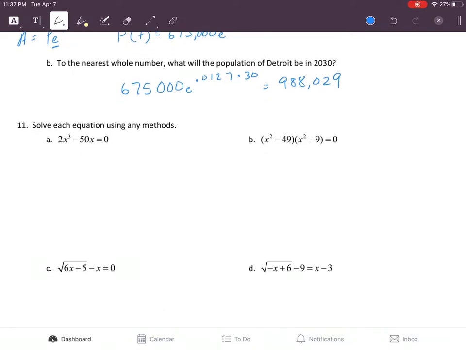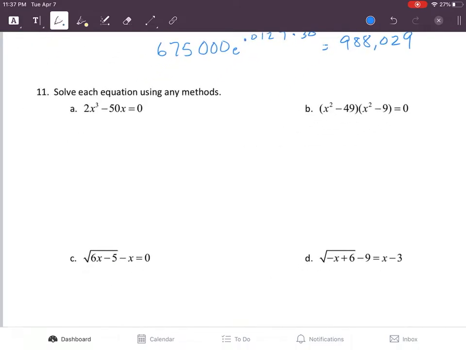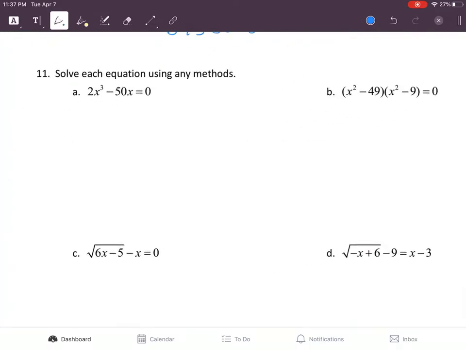All right, for 11, there's 4 equations. Now, these are a review, but they are going to be on the test. I'm going to tell you that right now. So you got to know how to do them. So for the first one, we have a problem.